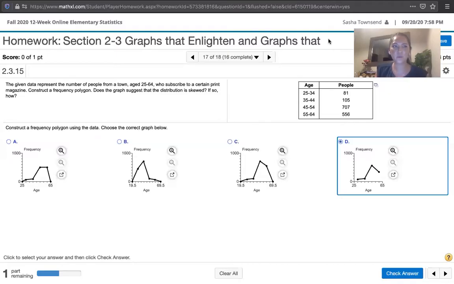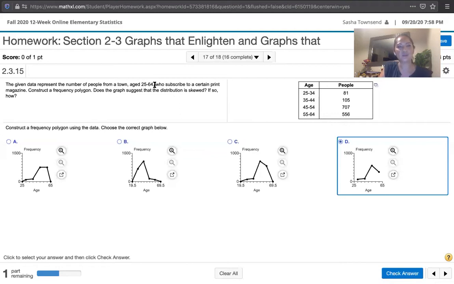In this video, we'll work problem 2.3.15, or 0.15 if you prefer, from section 2.3 of Essentials of Statistics, 6th edition by Mario Triola. We're given data in the form of a frequency distribution, and it says the given data represent the number of people from a town aged 25 through 64 who subscribe to a certain print magazine.